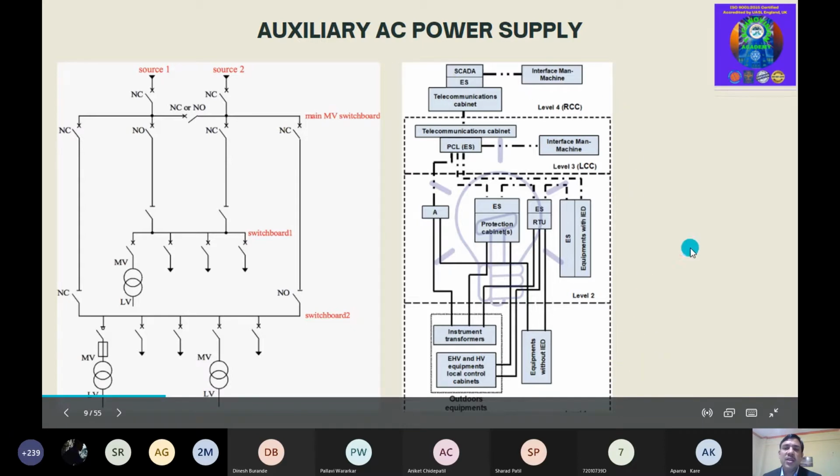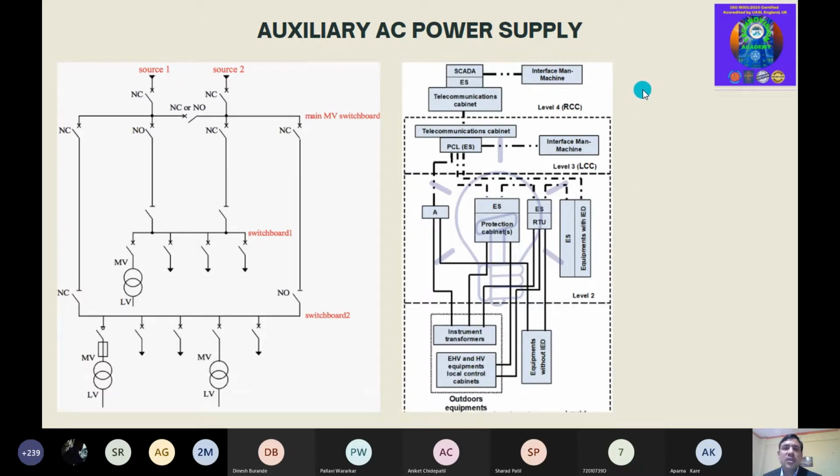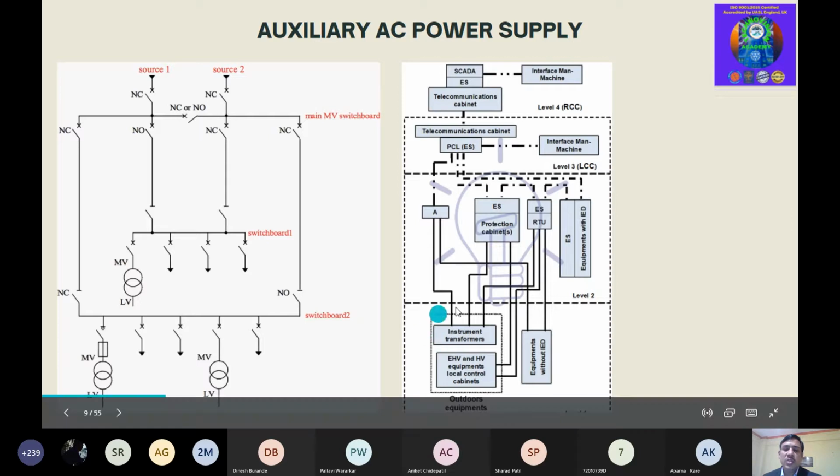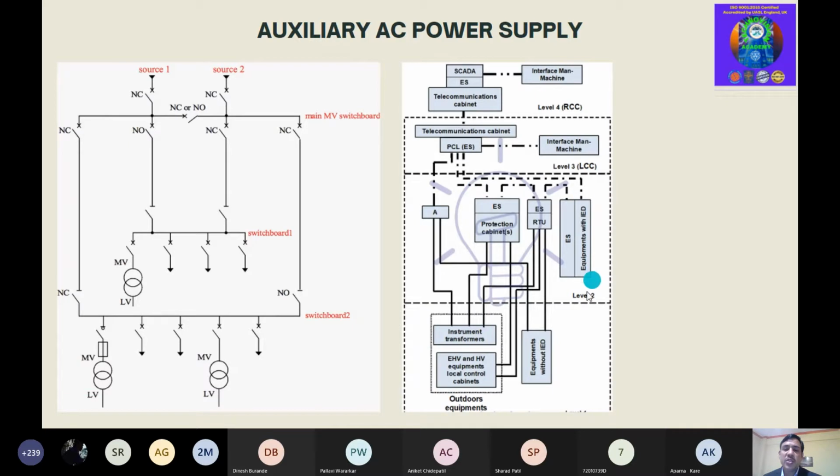If we design any EHV substation, we have to physically locate the control room, then relay room, PLCC, that is a communication room. So this is the arrangement, just here it is shown. These are the equipments in the outdoor system where all the equipments are arranged, and in indoor we have the protection panels.